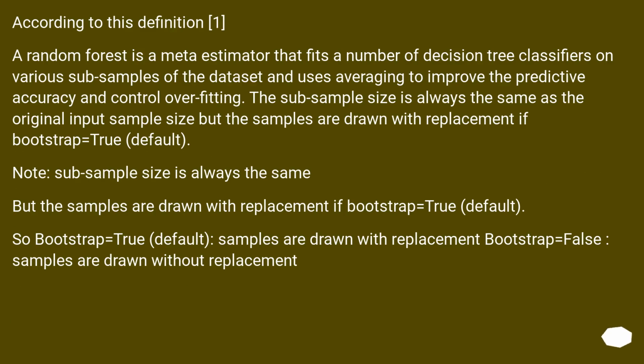According to this definition, 1. A random forest is a meta-estimator that fits a number of decision tree classifiers on various subsamples of the dataset and uses averaging to improve the predictive accuracy and control over-fitting. The subsample size is always the same as the original input sample size, but the samples are drawn with replacement if bootstrap equals true, default.